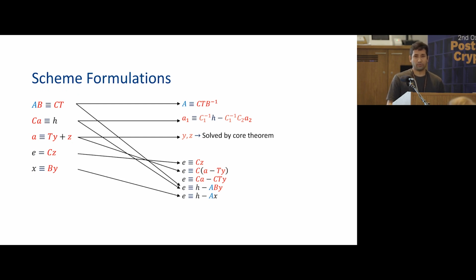So these are basically the formulations of the scheme. So we have AB is congruent to CT, CA is H, A is TY plus Z, E is CZ, and X is BY. And we can see that from the first equation, we can compute our public key. And from the second one, we can split A into A1 and A2, as I've shown before. That allows us to solve A1 for some fixed A2, which we'll see later. Y and Z are solved from the core theorem. And as you can see, E evaluates to H minus AX, which is used in the signature verification.